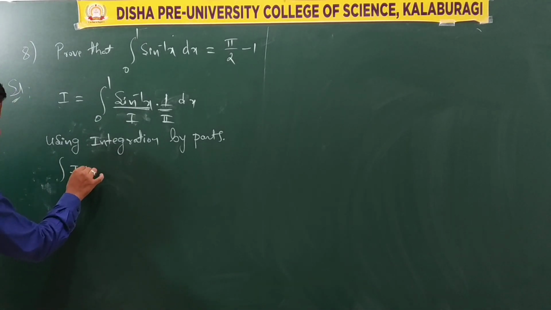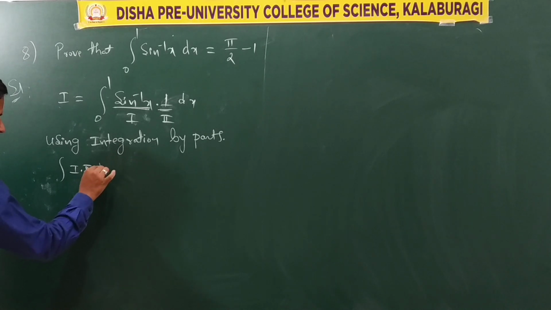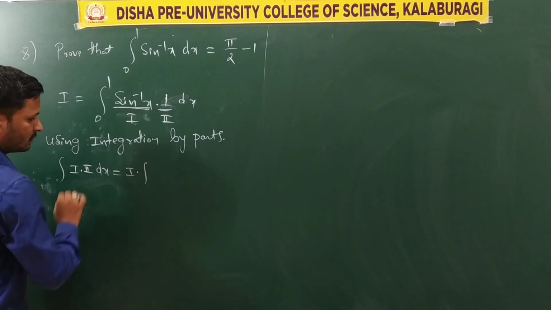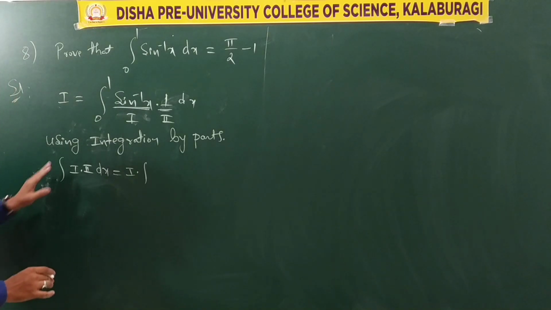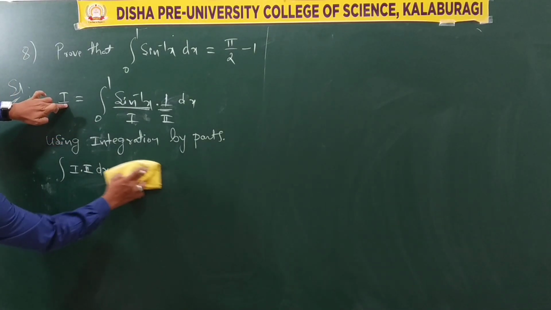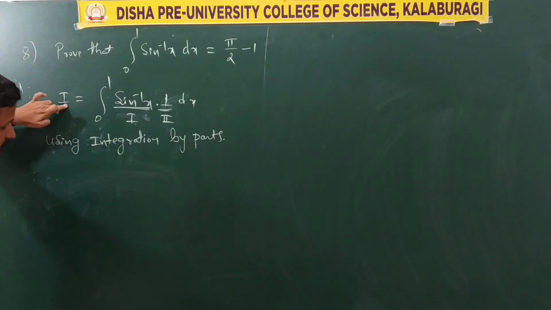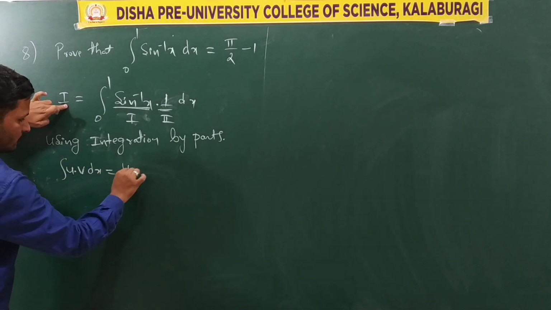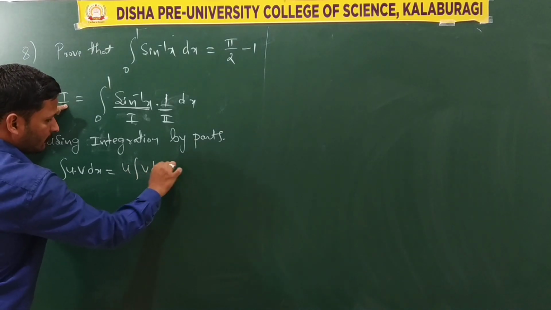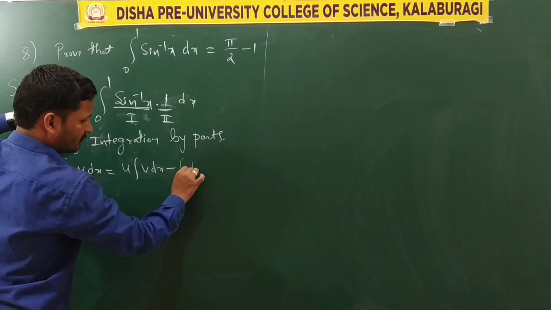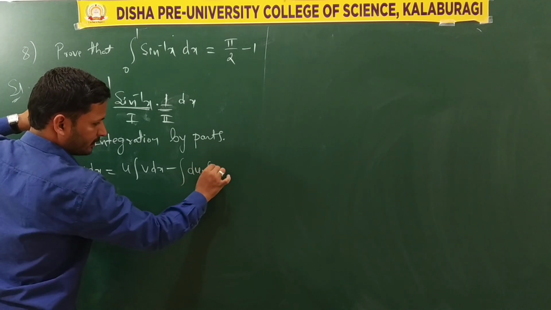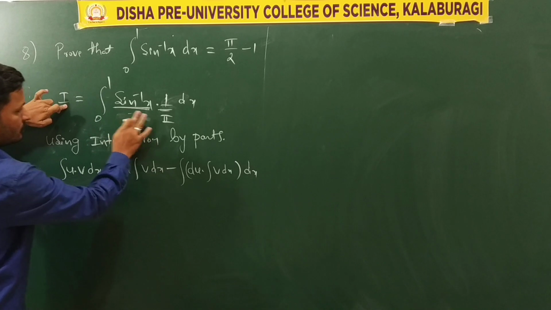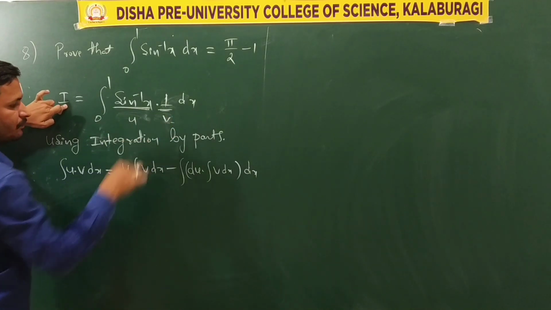First function into integration of the second function with respect to x. Wait a minute, here I is used already, correct? So we need to use u and v. So it is equal to u into integration of v minus integration of derivative of u into integration of v, into dx. So this is u and this is v.